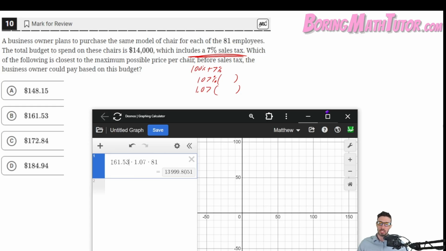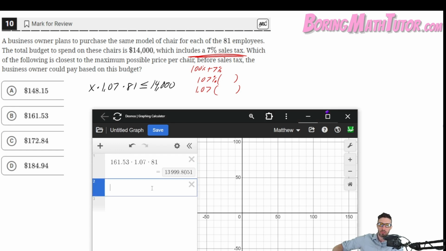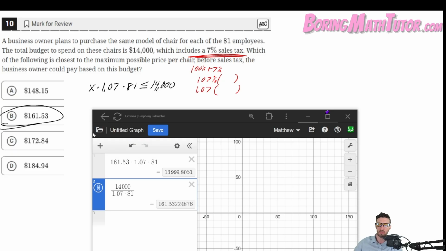And looks like he just made it. So that one's totally fine. Now, if you want an alternate way of doing this, you could have just said, well, it's going to be x times 1.07 times 81 has to be less than or equal to 14,000. So what you could do is just take 14,000 and divide it by 1.07 times 81. And that would have gotten you the same answer right there.